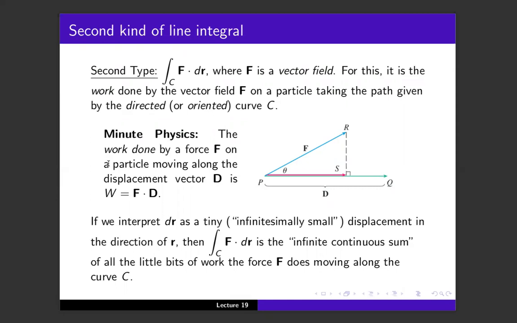So the curve is not a single displacement vector, it's a whole bunch of displacement vectors all strung together to make this nice curve. I'm describing basically a Riemann sum. And the work is just F dot each of those little bits, and then you sum them all up. So that's why we use the notation, the integral of F dot dr, for the total work done over the course of this curve.